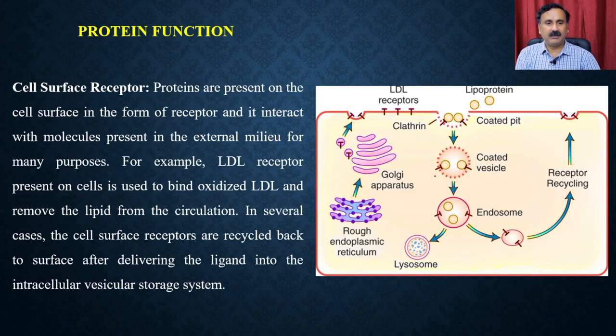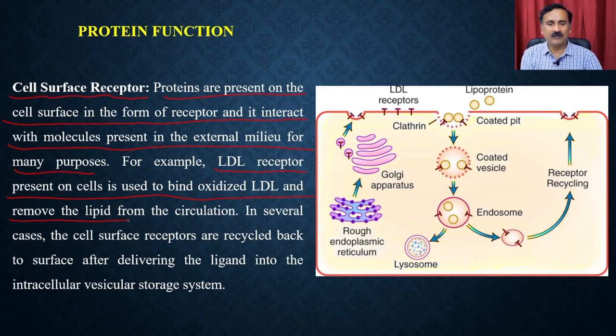Now the proteins are also going to function as cell surface receptors. Proteins are present on the cell surface in the form of receptors and interact with molecules present in the external milieu for many purposes. For example, the LDL receptor present on the cell is used to bind the oxidized LDL and remove the lipid from the circulation. In several cases, the cell surface receptors are recycled back to the surface after delivering the ligand into the intracellular vesicle storage. So the cell surface receptor can do many types of function.